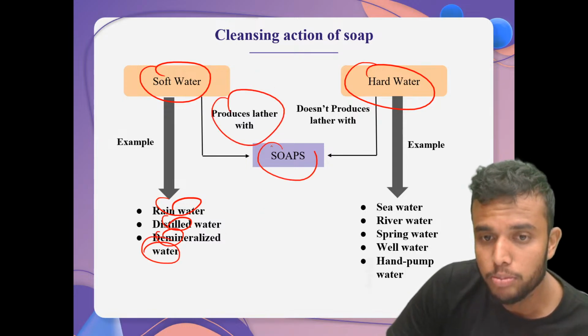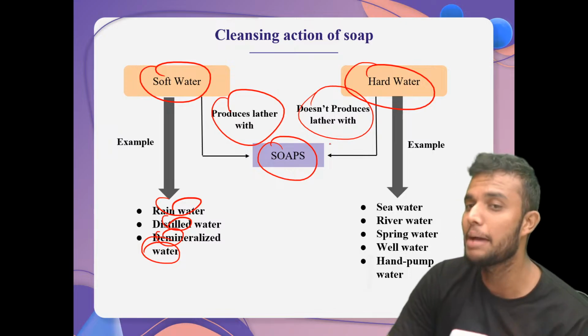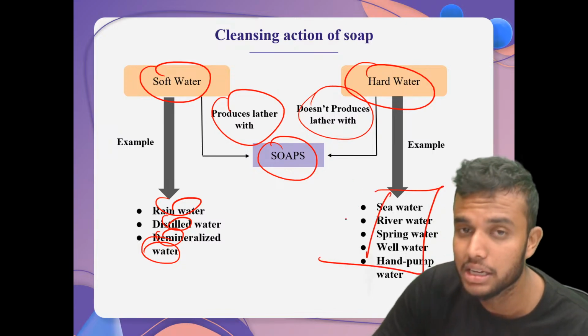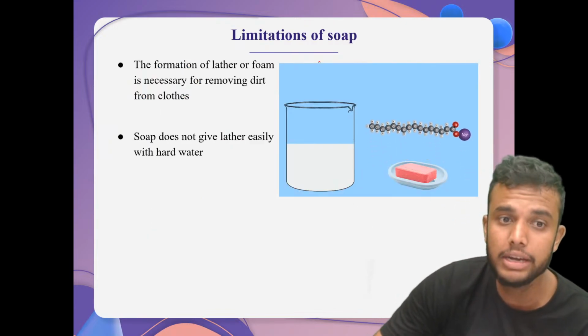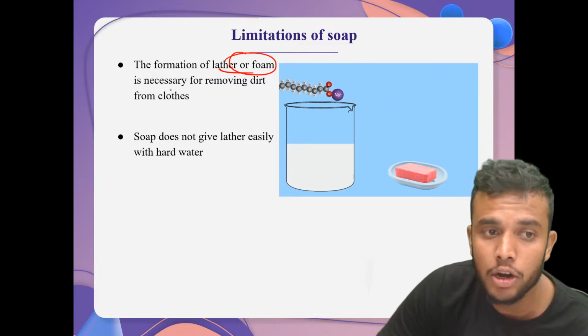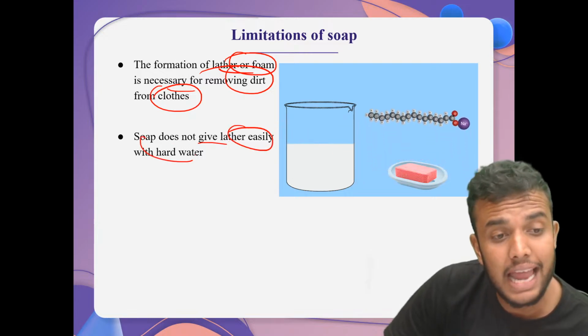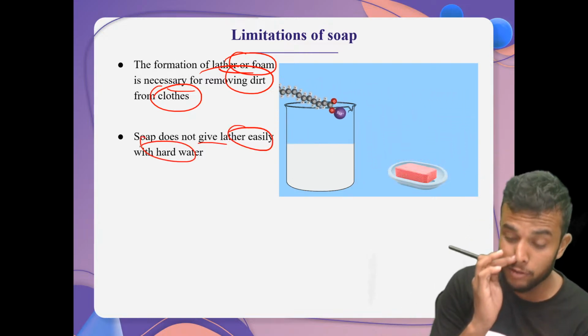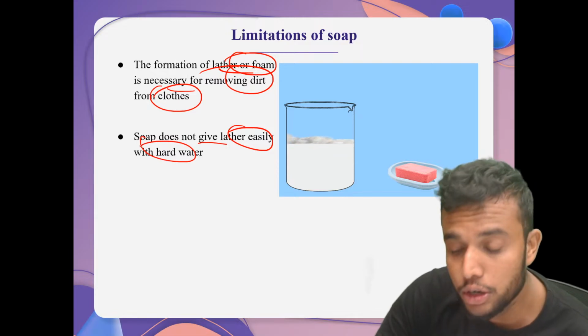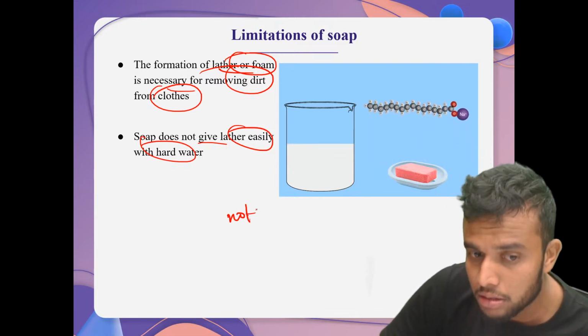Soft water produces lather with soap. Hard water does not produce lather. Whenever we use hard water, this is the first limitation of soap. The formation of lather or foam is necessary to remove dirt from cloth. Soap does not give any lather with hard water.